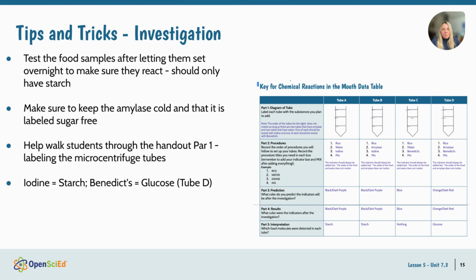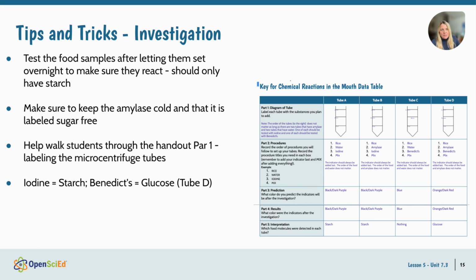First, just like last time, make sure to test the food samples that you've allowed to sit overnight. The rice, the crackers, and the taco shells should only have complex carbohydrates in them, no glucose. So make sure to check the food labels in advance to make sure there's no sugars in them. But I found in the past, sometimes there's a small amount of glucose present in the morning, so I would just not use that particular food sample if it's giving a positive test for the Benedict solution before the students even try their investigation. Next, make sure to keep the amylase cold if you're not using it for a large period of time. The directions on how to prepare the amylase is in the teacher's guide. Also make sure that the amylase itself is sugar-free as well.